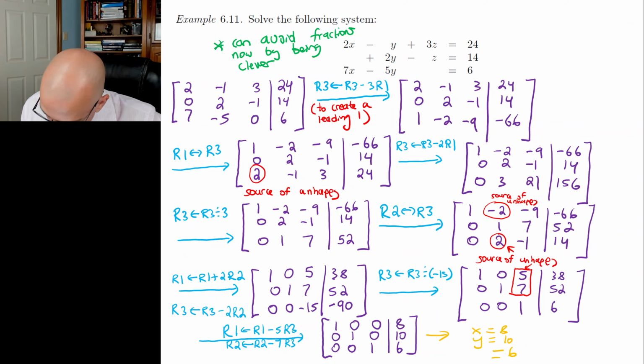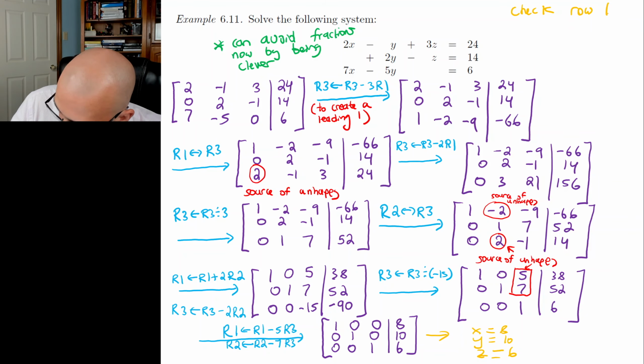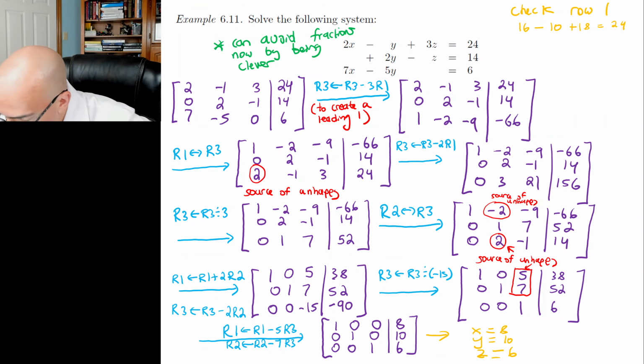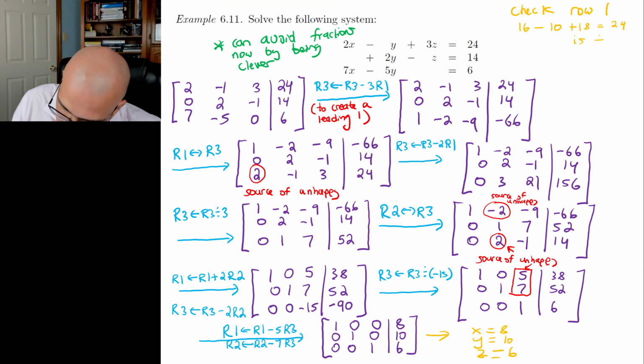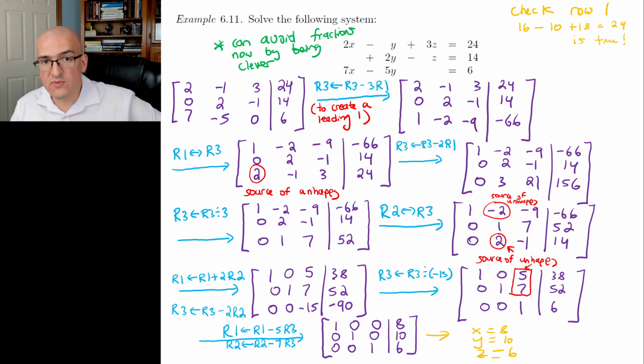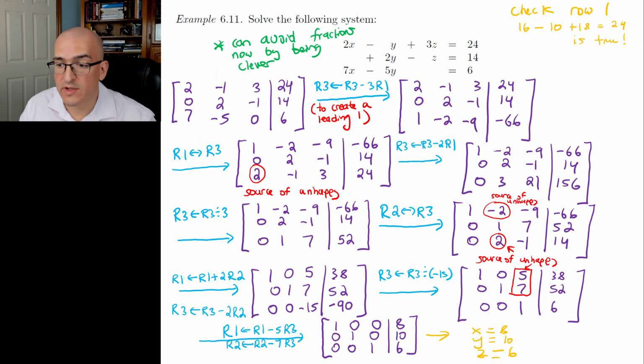Now let's just do a quick check of row 1. So row 1 is 2 times 8, so 16 minus 10 plus 18 equals 24. Is that true? 16 minus 10, 6. 6 plus 18, 24 is true. So it's probably right. No errors were made, I think, I hope. If errors were made, let me know. We'll continue in the next video.